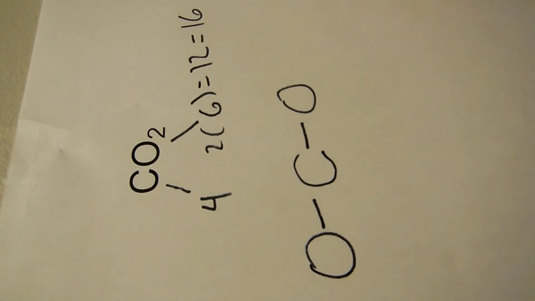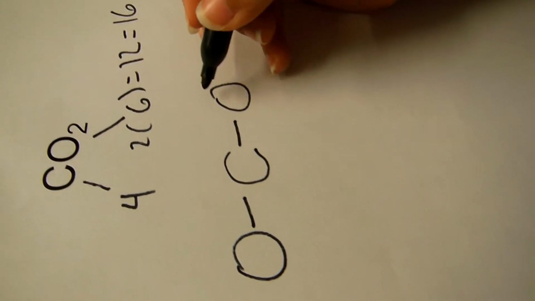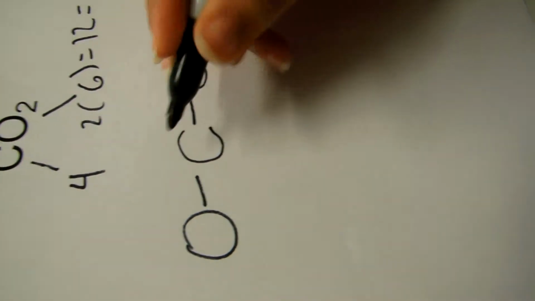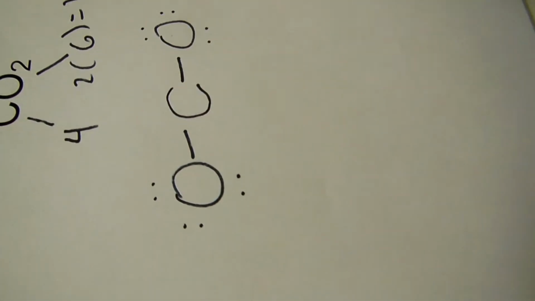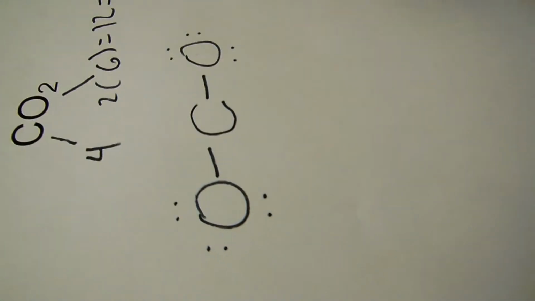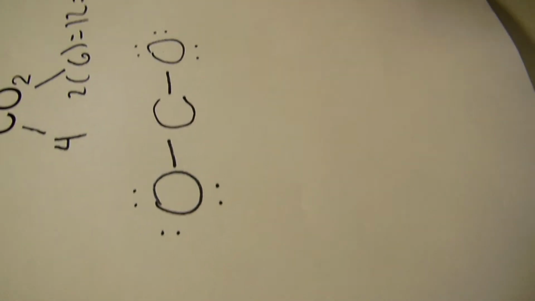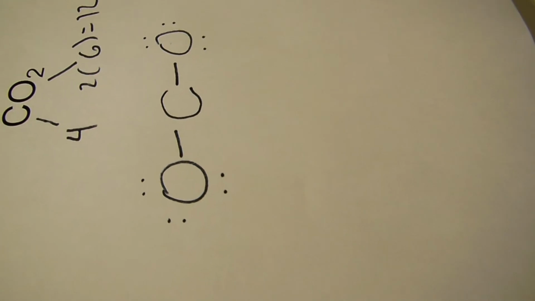Now let's use the rest of the electrons to fill the octets. Let's start with the outer molecules first. So we have 2, 4, 6, 8, 10, 12, 14, 16. Now both oxygens have a full octet, but we notice that C, the carbon atom, does not have a full octet. Now to fix that, we are going to move 2 electron pairs into what's called a double bond.